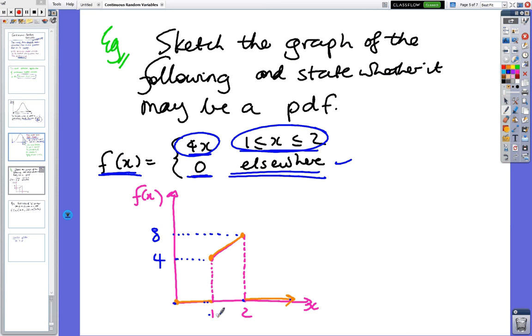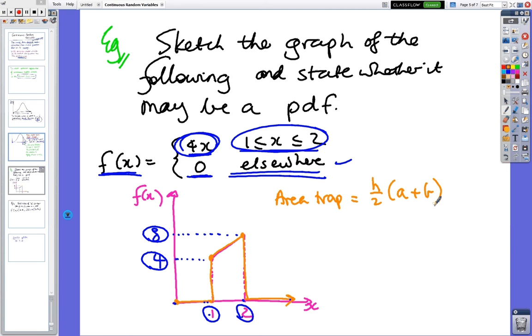So between 1 and 2, I've got 4x. When x equals 1, 4 times 1 is 4. When x equals 2, 4 times 2 equals 8. So what I've got is this sort of shape here, and it's called a trapezium. The area of a trapezium equals height times (a plus b) over 2, or a half of height onto a plus b. Most of these will turn into triangles or rectangles, but this one's a trapezium. It could be done as a triangle, but we won't.